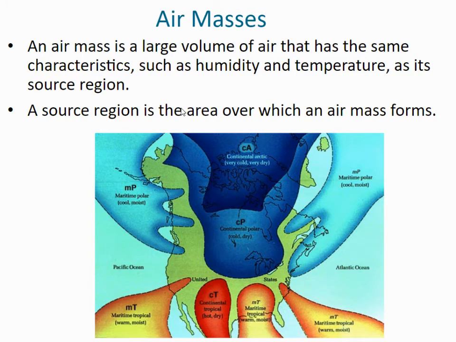Now we talked about air masses in your web quest, but we're going to go a little bit deeper. So an air mass is a large volume of air that has the same characteristics, such as humidity and temperature, in a specific region, coming from a source region. So if it is maritime, it's going to be very wet because it's coming from a wet area, whether that's the Atlantic or Pacific Ocean or the Gulf of Mexico. If it is continental, it will be dry because it's coming from land.